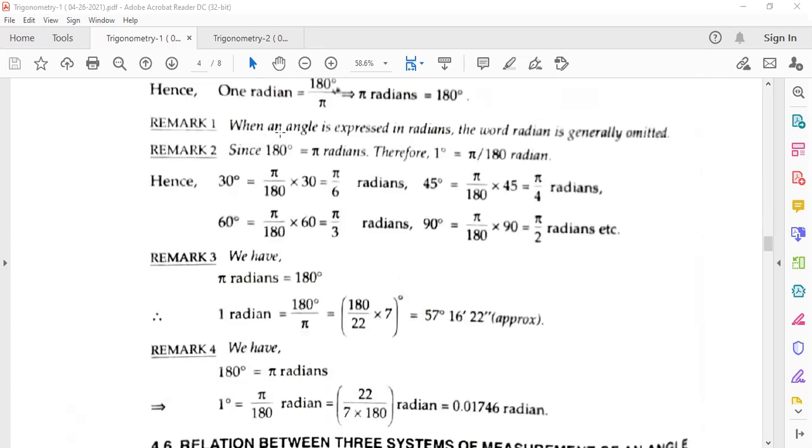Look at here, when an angle is expressed in radian, the word radian is generally omitted. Right? हम बोले हैं पहले, अगर हम लोग इसमें रेडियन में लेंगे तब रेडियन को हम लोग नहीं लिखेंगे. रेडियन सिग्नेचर नहीं देंगे, साइन नहीं देंगे तब भी चलेगा.